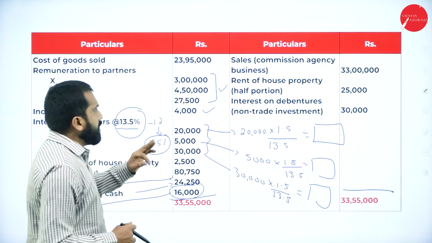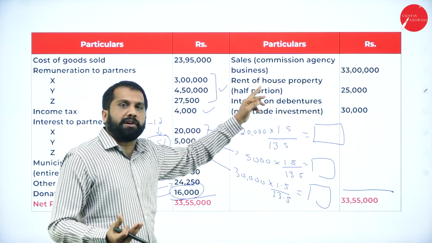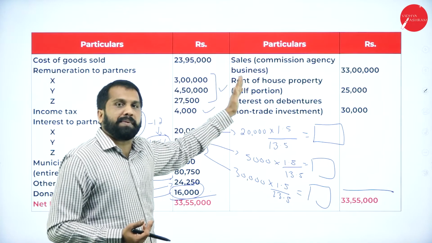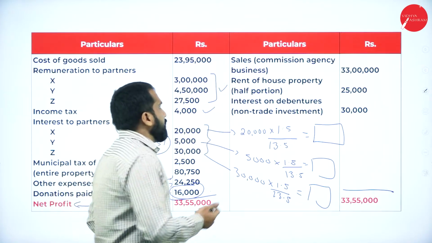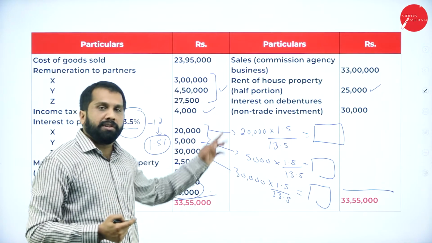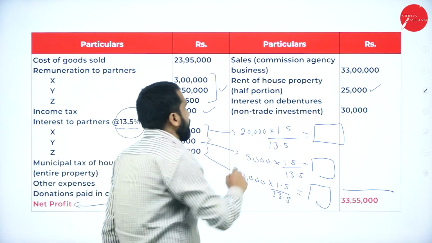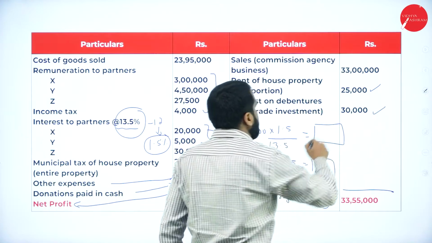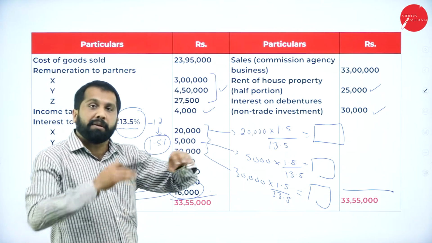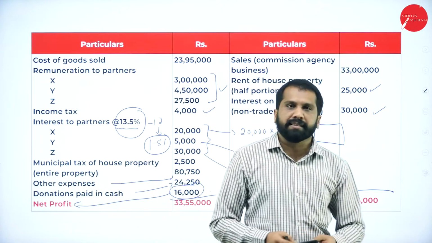Now, in this sales commission agency, see, sales is a part of your business. Can we take it as other than business? No, it is a part of your business. Then rent of house property, these are your personal. You are supposed to subtract. Then interest on debenture. See, interest on debenture is not your business, but it is also there. We have to subtract. Now, only two things are there, 25 and 30.